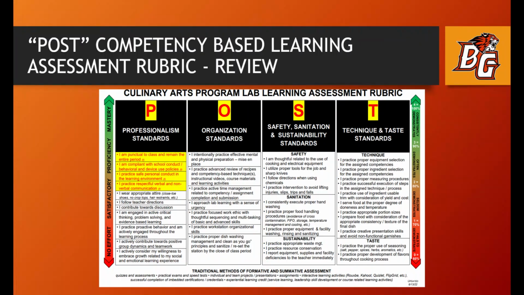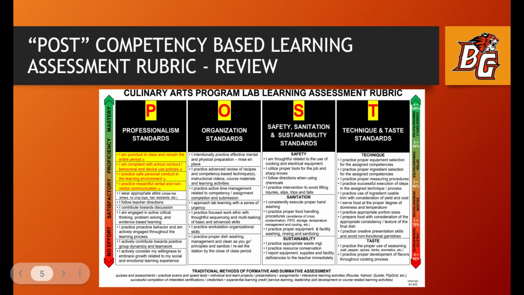But we received a lot of feedback on this rubric over the duration of my career in post-secondary culinary arts education. I took it and made a variation of it for the high school level, but it works really well to say these are the expectations in the industry that we're aligning with. And so you can see, again, professionalism, organization, safety, sanitation, and sustainability as S, and then technique and taste. Those are the things that we'll measure learning on.